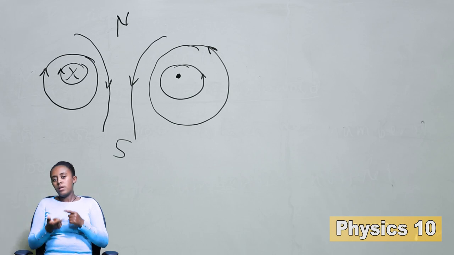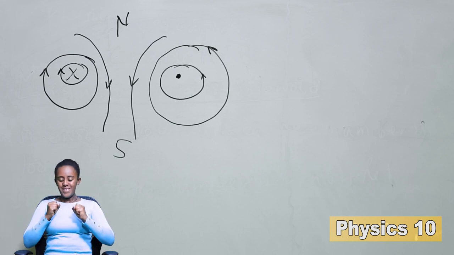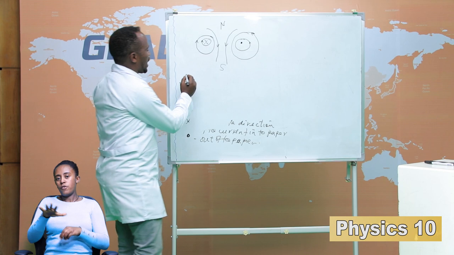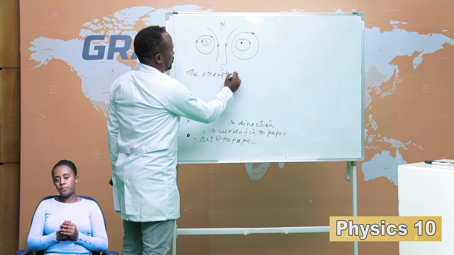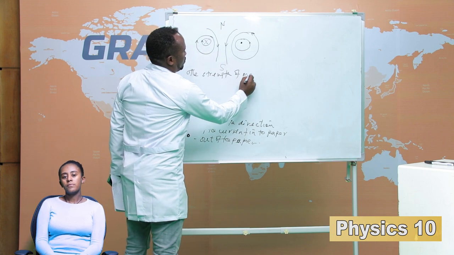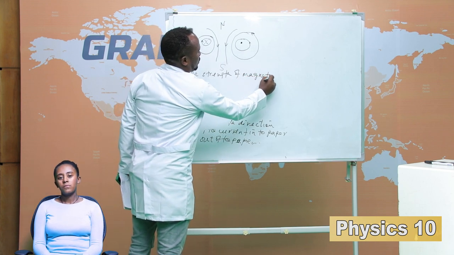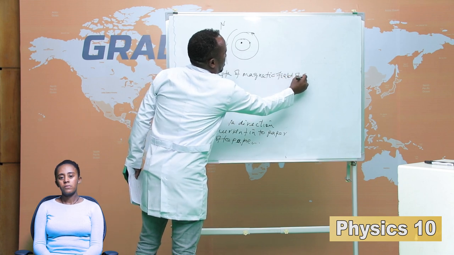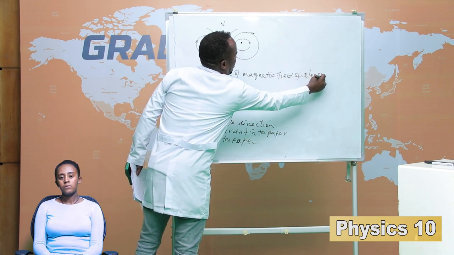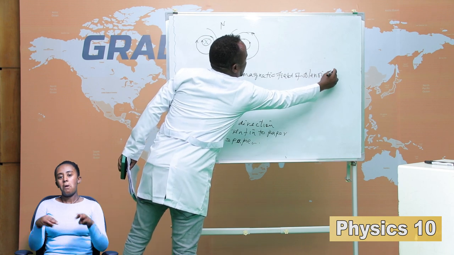And second, we are going to look at the strength of the magnetic field of a solenoid. The magnetic field of a solenoid is represented by this symbol.